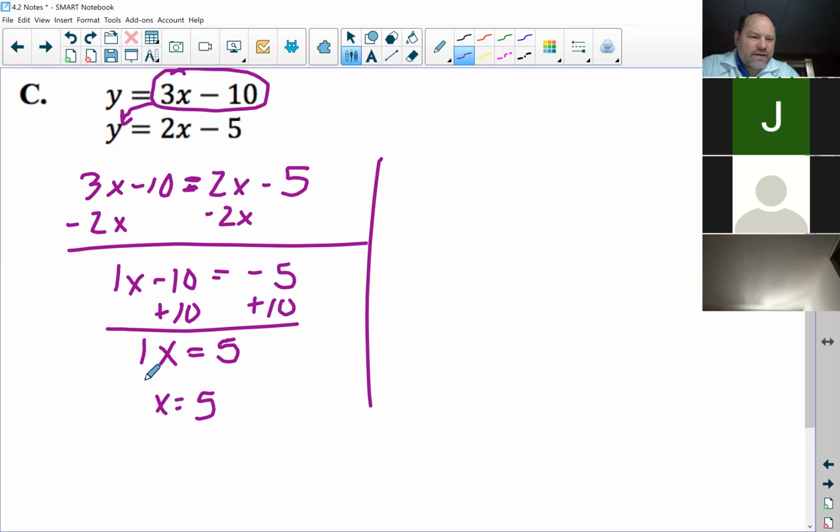Now I take 5 and I plug it into one of my two original equations. And in this case, it doesn't matter which one you choose. So I'll put it up to a vote. Should I plug it into the first one or the second one? The first one, perfect.